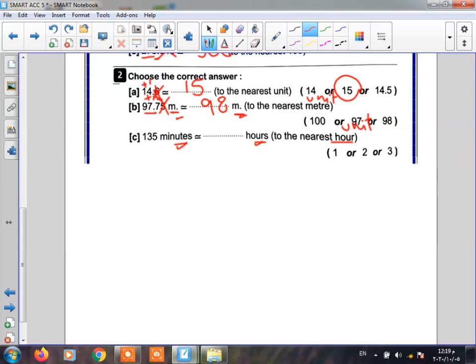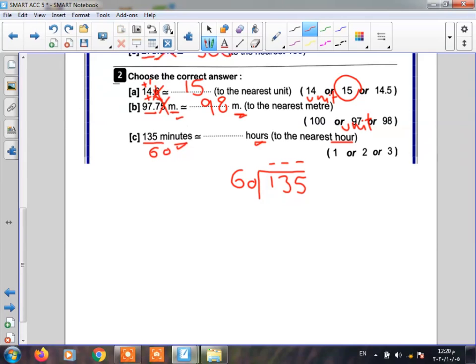So from small into big, here we will make divide. 1 hour is equal how many minutes? 60. So here we will make divide. Okay, let's make here the steps. 135 divided by 60.